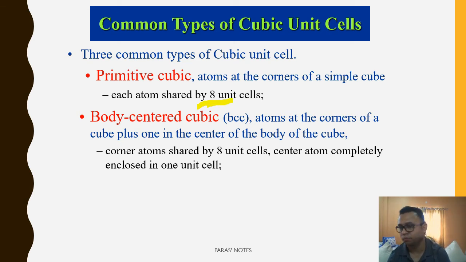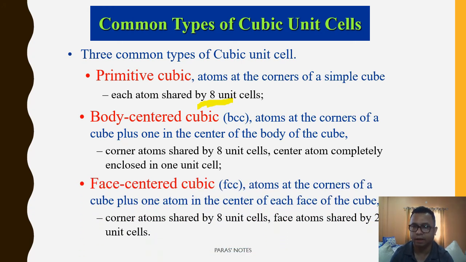Similarly, body centered: in addition to those 8 corners, where one corner will be used by altogether 8 unit cells, one particle will be there in the middle of the body. The particle in the middle of the body belongs exclusively to that unit cell only. So that is your body centered.